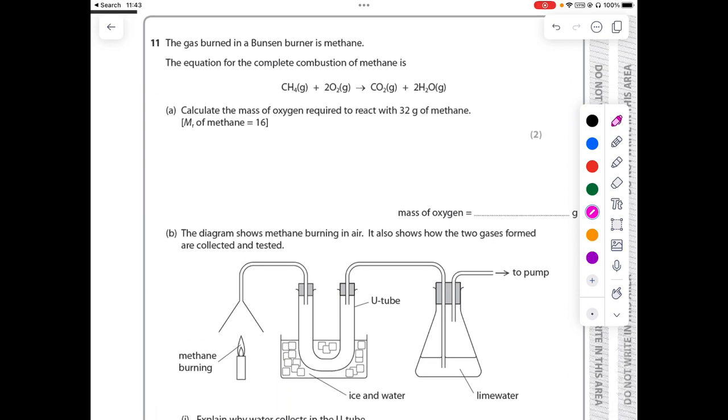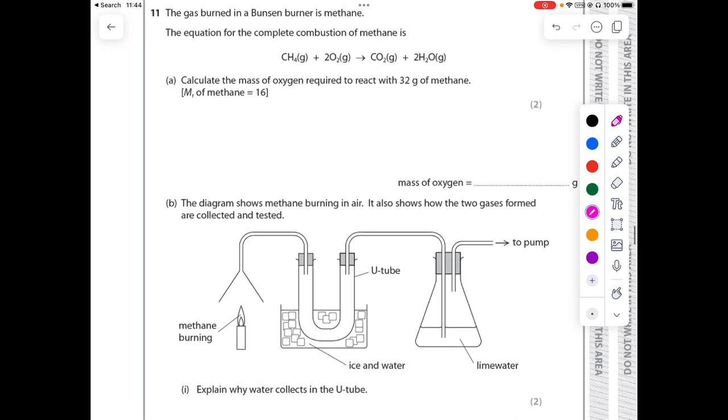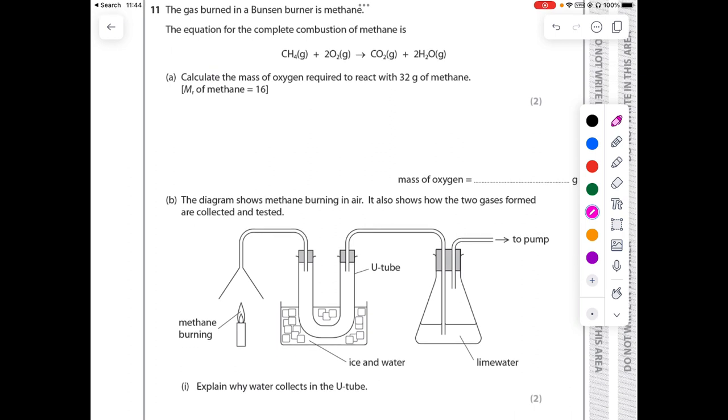Question number 11. The gas burned in a Bunsen burner is methane. The equation for the complete combustion of methane is given. Calculate the mass of oxygen required to react with 32 grams of methane. So, first of all, I take moles of methane. Methane's molecular mass is given. Moles of methane is 32 grams divided by 16. So, 2 moles.